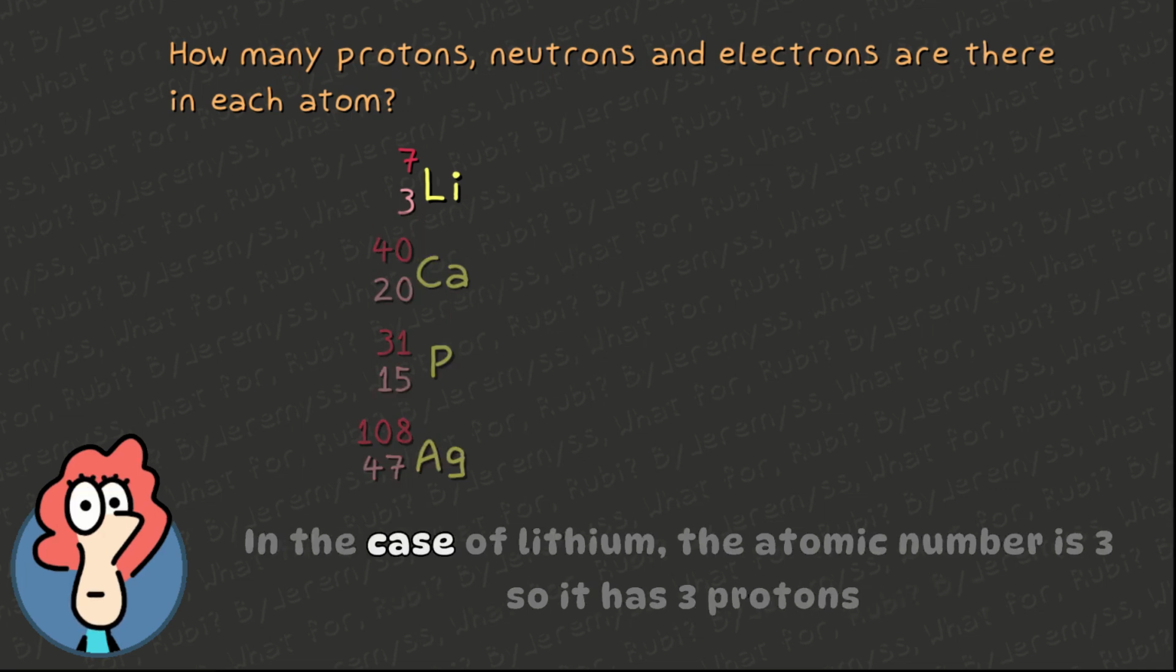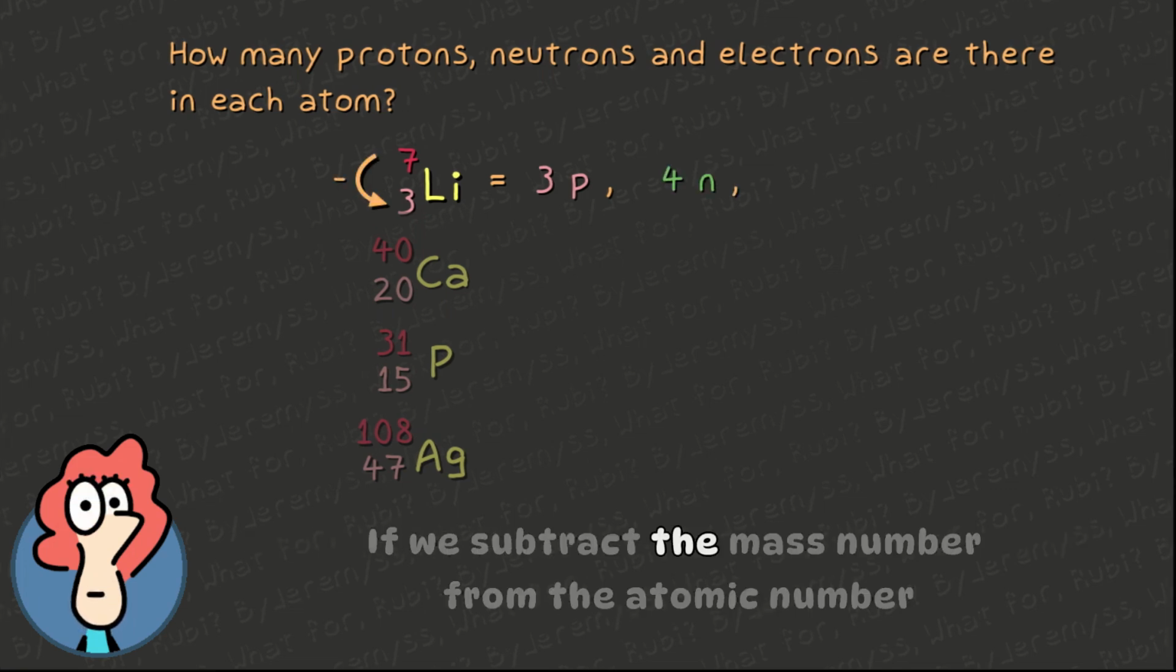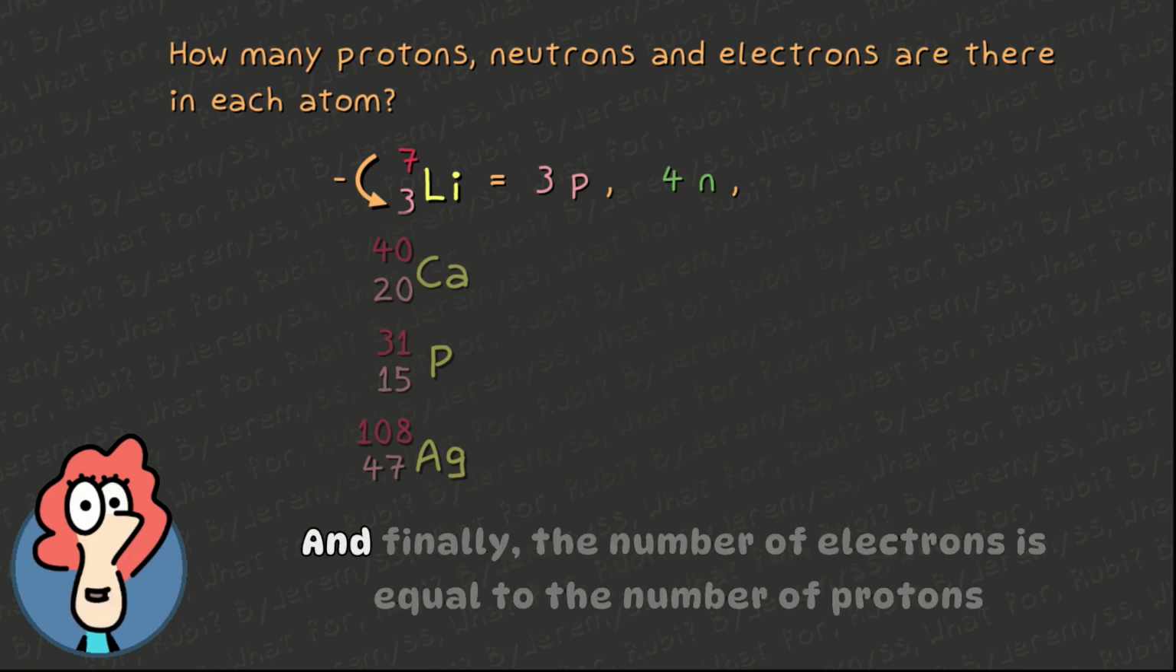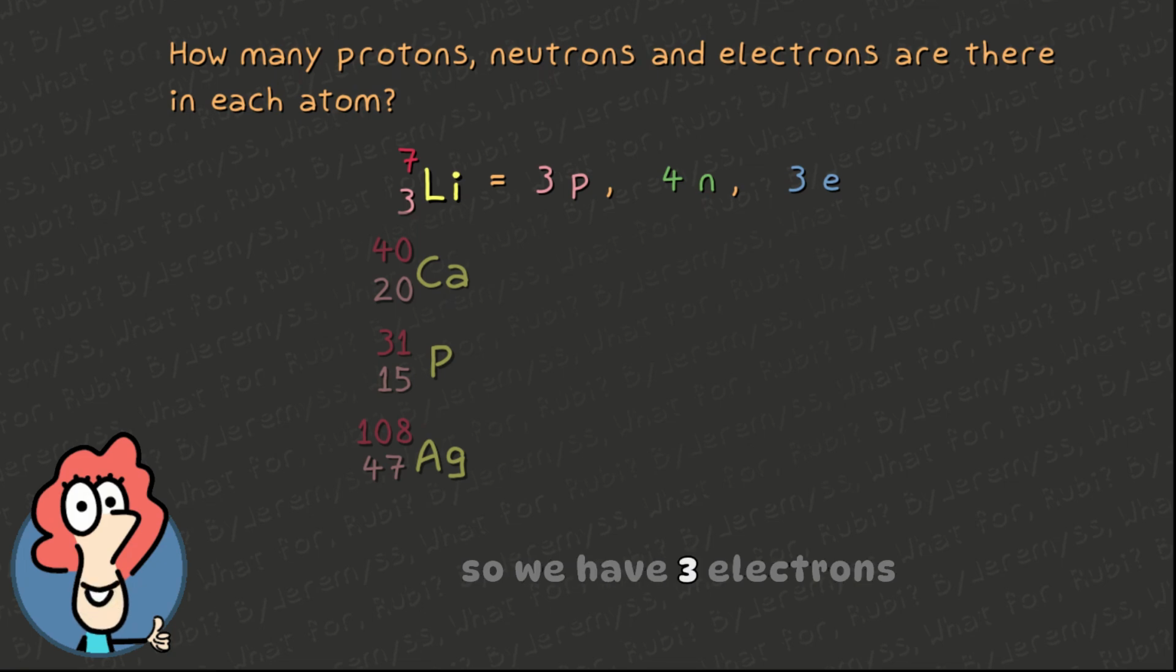In the case of lithium, the atomic number is 3, so it has 3 protons. If we subtract the atomic number from the mass number, 7 minus 3 gives us 4 neutrons. And finally, the number of electrons is equal to the number of protons, so we have 3 electrons.